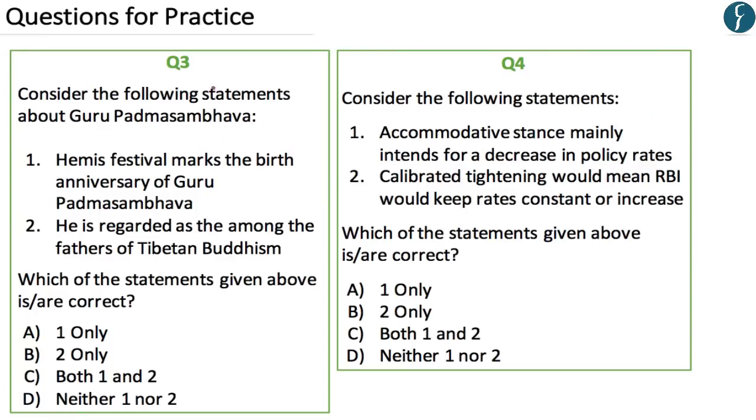Now there are 2 more questions for your practice, whereby question 3 reads, consider the following statements about Guru Padmasambhava. The first statement reads, Hemis festival marks the birth anniversary of Guru Padmasambhava. While the second statement reads, he is regarded as among the fathers of Tibetan Buddhism. Which of the statements given above is correct? While question number 4 reads, consider the following statements. Accommodative stance mainly intends for a decrease in policy rates. While the second statement reads, calibrated tightening would mean RBI would keep rates constant or increase. Which of the statements given above is correct? And as you already understand, pause this video, solve both of these questions and wait for 5 seconds for the correct answer.